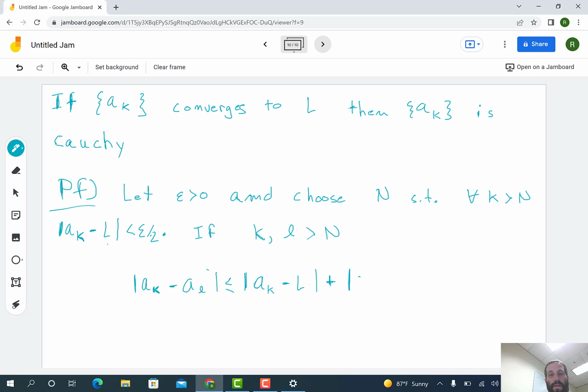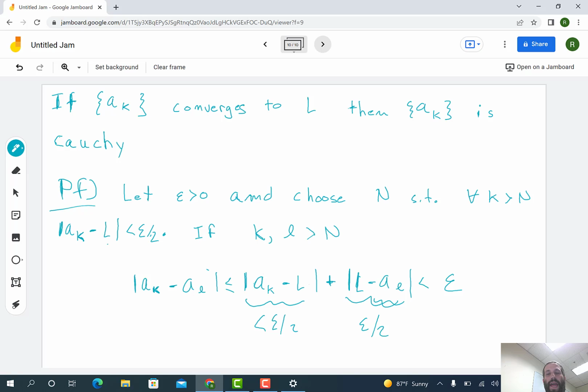plus |L minus a_l|. Now, since k and l are both bigger than n, each one of these is less than epsilon over 2. So altogether, |a_k minus a_l| is less than epsilon over 2 plus epsilon over 2, which is equal to epsilon.